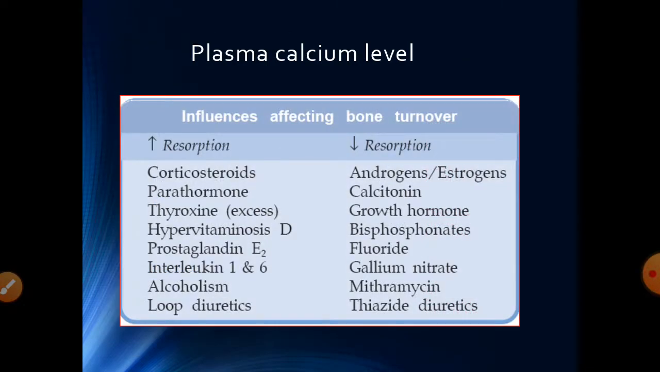Then comes the plasma calcium level. Increased reabsorption of calcium takes place by which hormones, and decreased reabsorption of calcium takes place by which specific hormones or drugs? Here it is stated, and you have to learn this table. This table is very important because questions are usually asked from it.